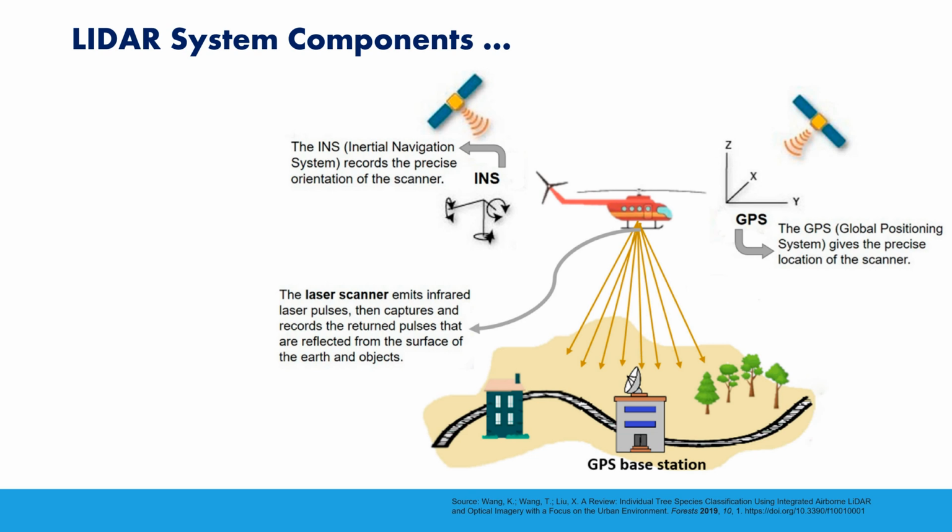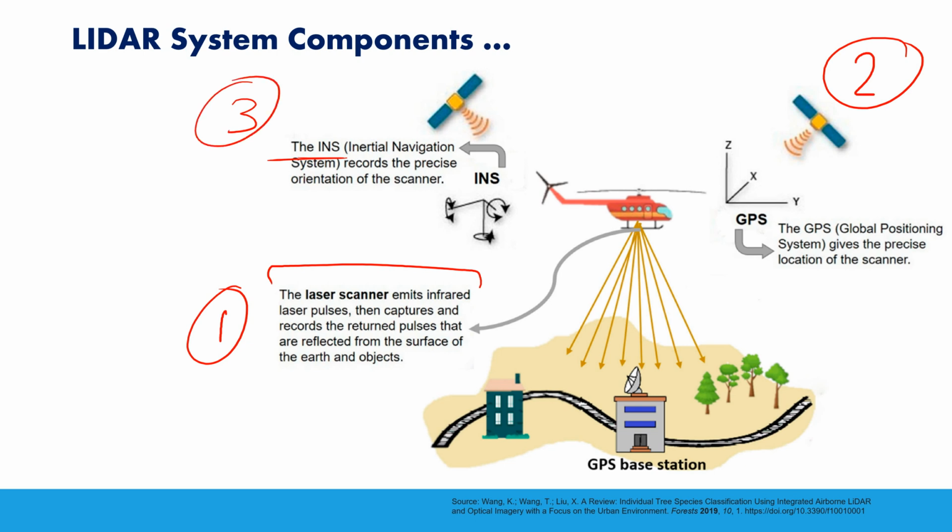The main components of any airborne LIDAR system are three. The laser scanner, which is the most important one, and also the GPS system or GNSS system, Global Positioning System, and finally the inertial navigation system. In some systems, this INS, Inertial Navigation System, might be called IMU, Inertial Measurement Unit.